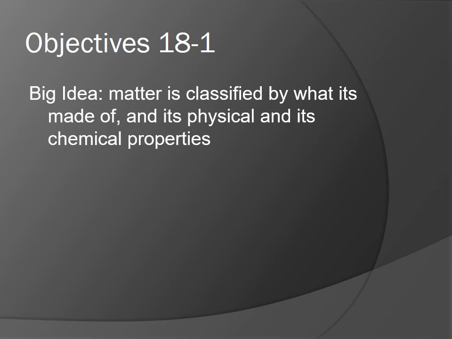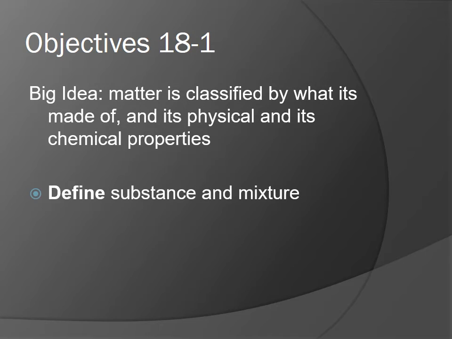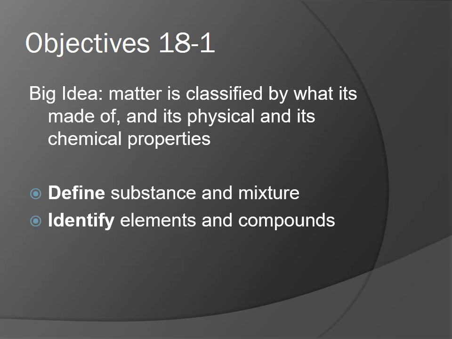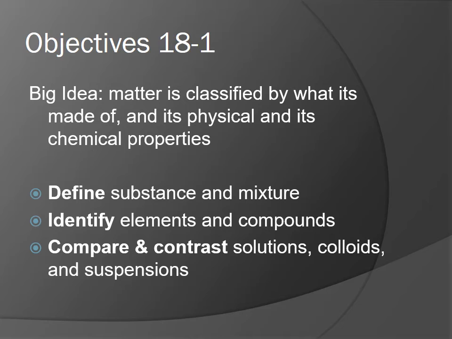Okay, Section 1 objectives. In Section 1 there's a big idea, and that big idea is that matter is classified by what it's made of, by its physical properties, and of course by its chemical properties. When you're done with this section, you should be able to define substance and mixture. You should be able to identify elements and compounds, and you should be able to compare and contrast solutions, colloids, and suspensions.